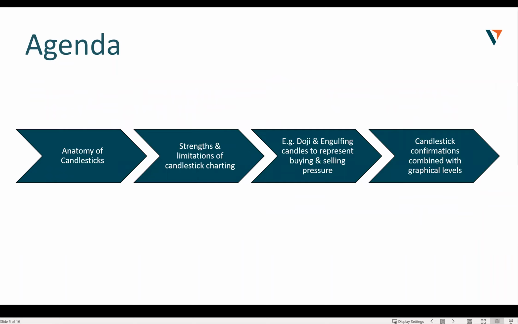So this is the agenda that we will be covering for today. We will first go and understand the anatomy of candlesticks. We'll then move on to the strengths as well as limitations of candlestick charting. And finally, we will cover doji as well as engulfing candles, to take a look at a few examples and how they translate to buying and selling pressure and what we can interpret from there. And then finally, we will move on to candlestick confirmations, in terms of how we can combine them with graphical levels. So it can be support and resistance levels, as well as looking at how we can use support and resistance levels in our analysis.